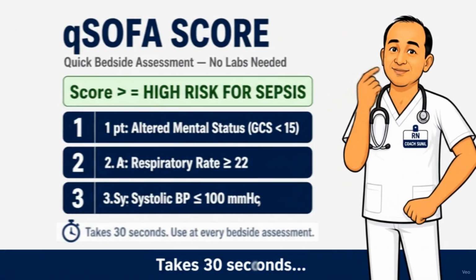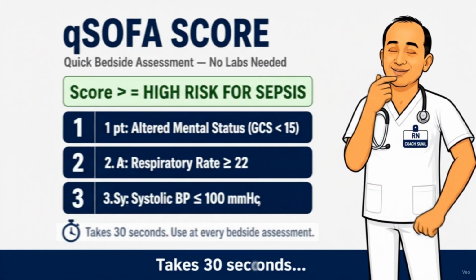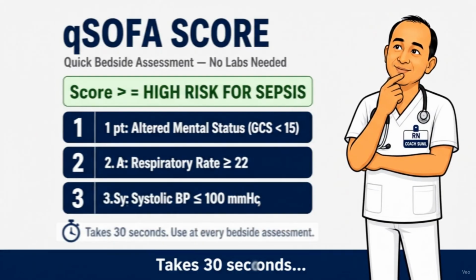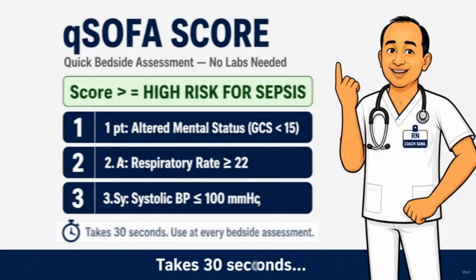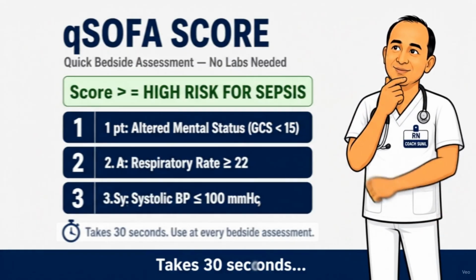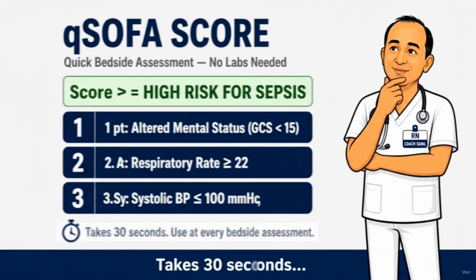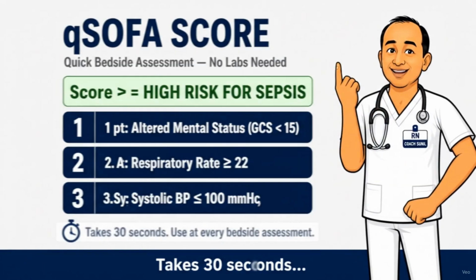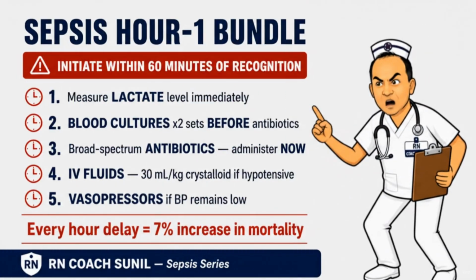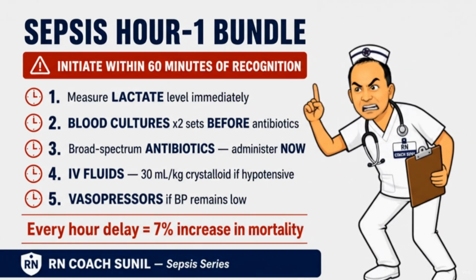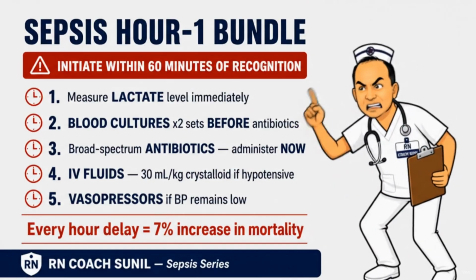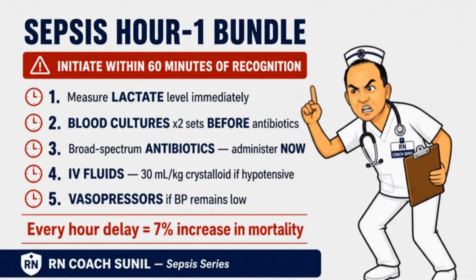The qSOFA score is the quick bedside tool you can use without any lab work. Three criteria, one point each: altered mental status, GCS below 15, respiratory rate 22 or above, systolic blood pressure 100 or below. A score of 2 or more out of 3 suggests high risk for sepsis. This takes you 30 seconds at the bedside. No labs needed, no equipment needed, just your assessment skills. This is why your nursing assessment matters.